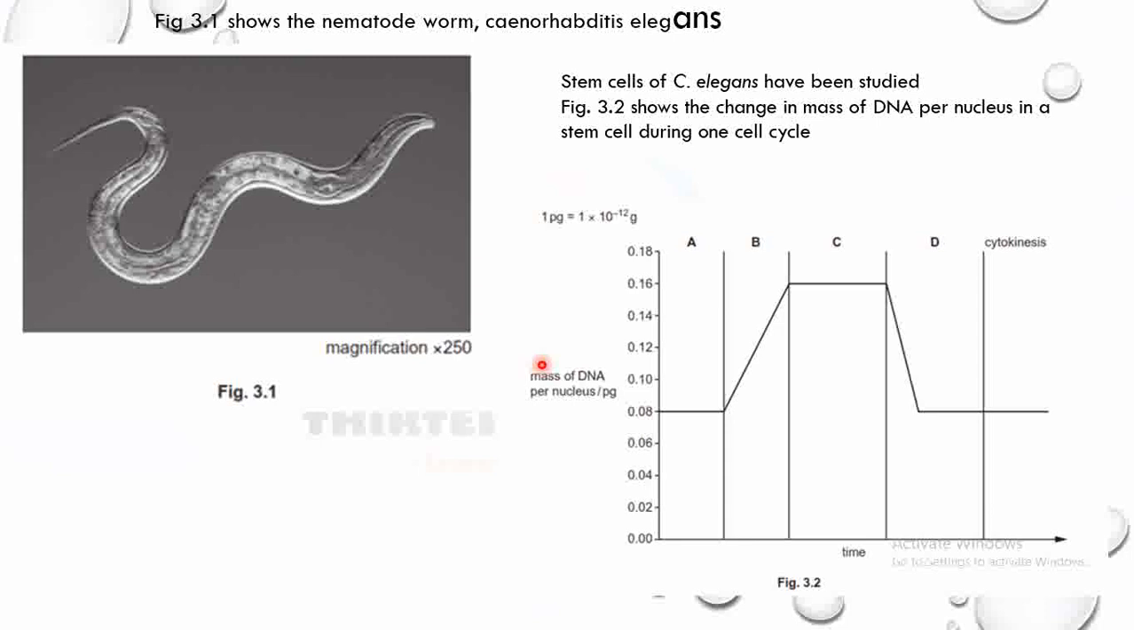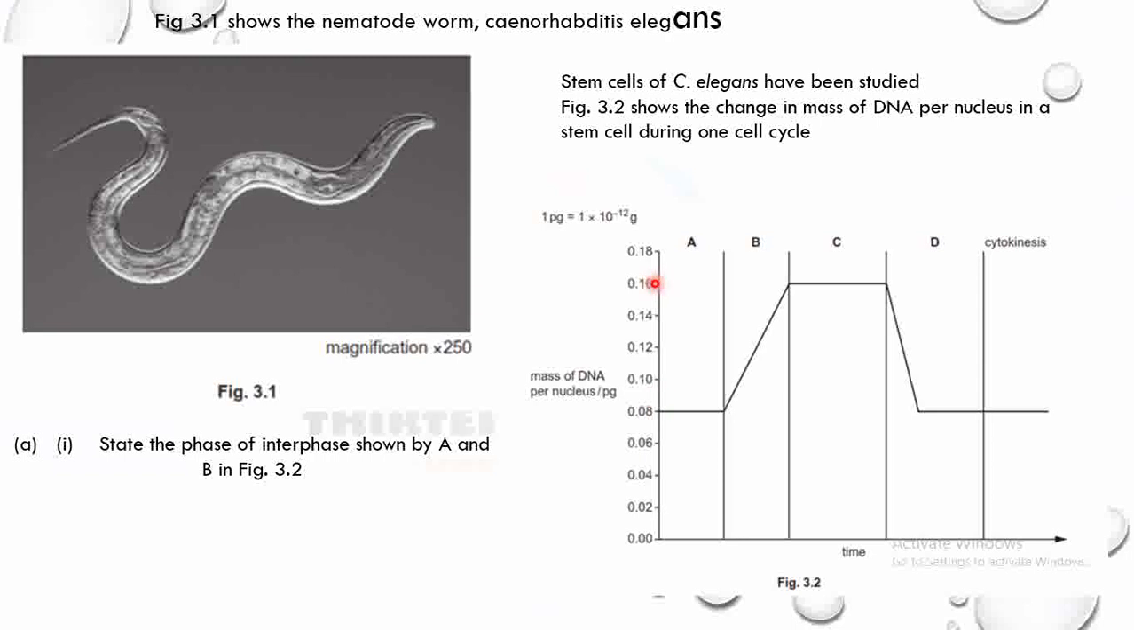That's the mass of DNA, right? As time goes on during division, you can see how it changes. So what do they want from us? State the phase of interphase shown by A. This is A, and B. You see that at A the mass is half, and from here to here it is double.